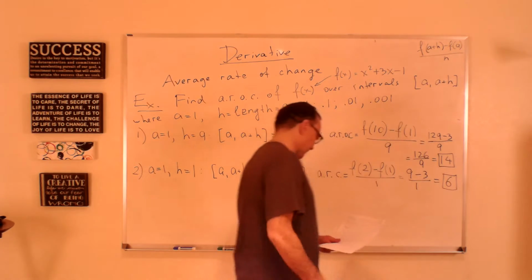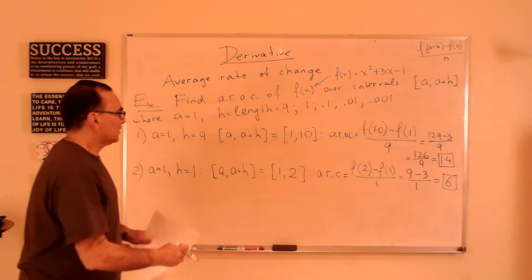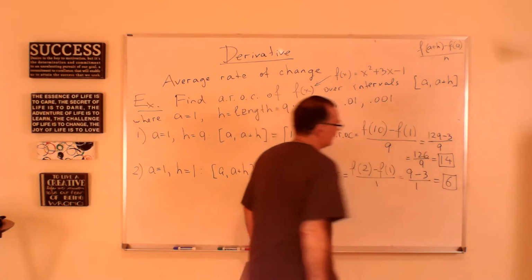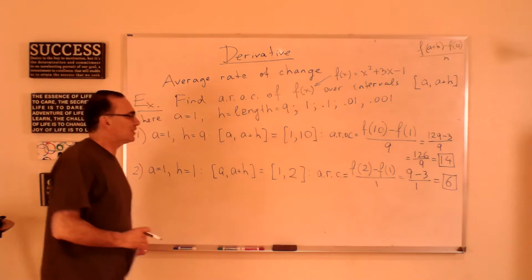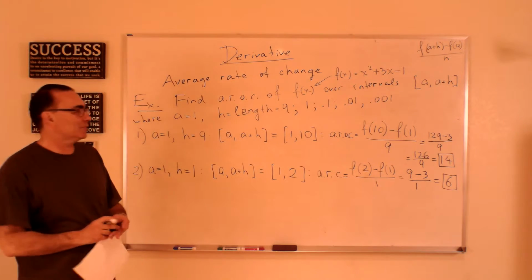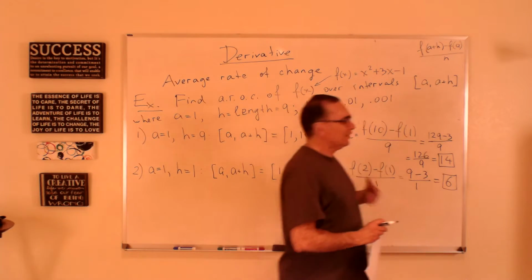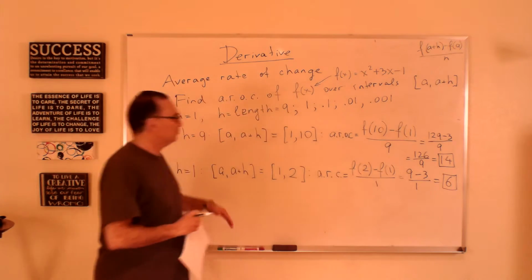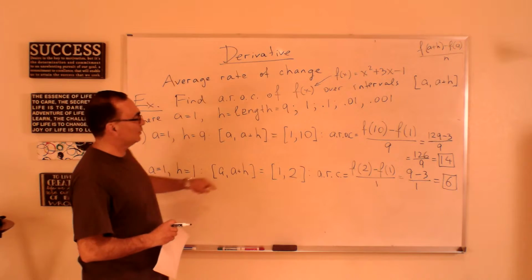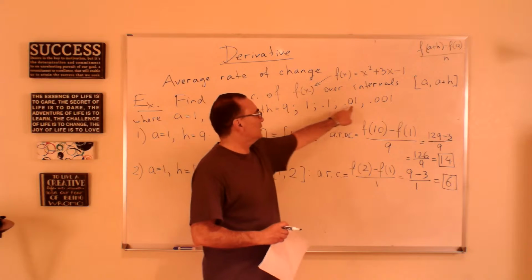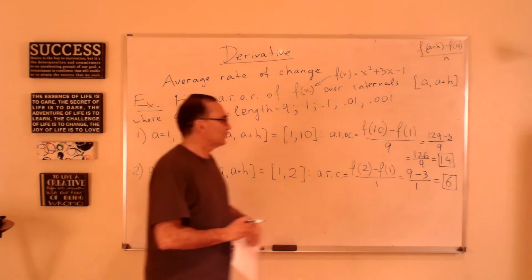So, as you can see, the average rate of change goes down. The question is, how far does it go down? Would it go down to 0 eventually, or maybe stop somewhere? We cannot answer this question until we do more calculations. So I want to repeat this calculation 3 more times. For h equals 0.1, for h equals 0.01, and for h equals 0.001.